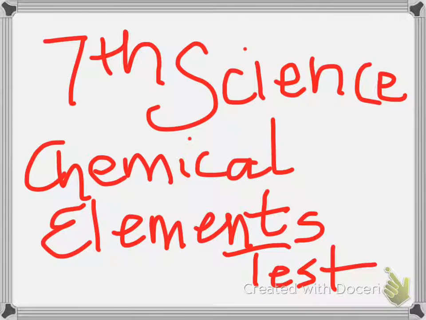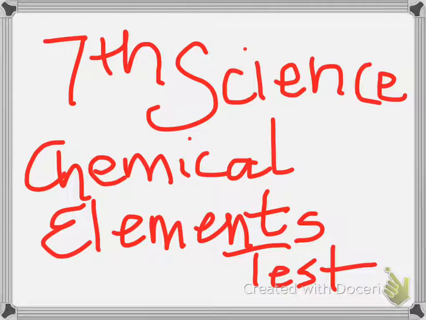Number 9, illustrations of chemical compounds are provided. Which of the compounds illustrated here is an organic compound? A, sodium chloride, B, calcium bromide, C, methane, D, sodium sulfide.